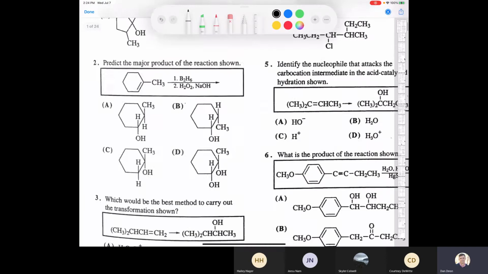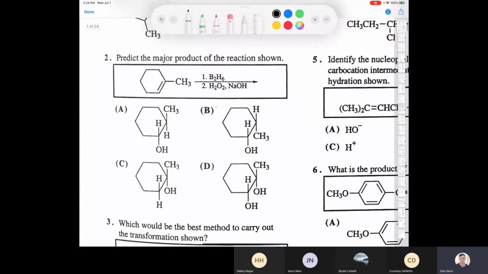If we take a look at question number 2, it says predict the major product of this reaction. Remember that when you see B2H6, that's the same thing as saying borane, THF, and I mentioned this briefly when we looked at hydroboration oxidation. So not only are these the conditions for anti-Markovnikov addition in terms of regioselectivity, that means the hydrogen should be attached here, the hydroxyl should be here.